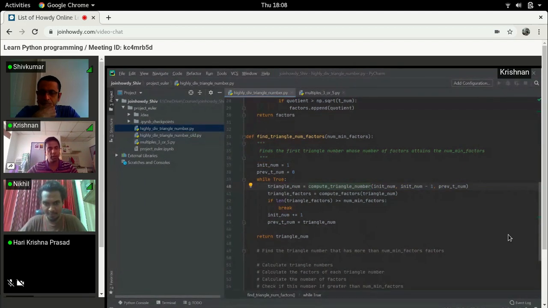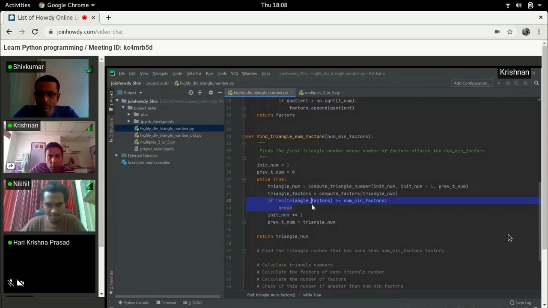Is it okay? Yeah. So basically, the break command we have given before the initialization. Will it execute that initialize process, or will it go out of the while loop?